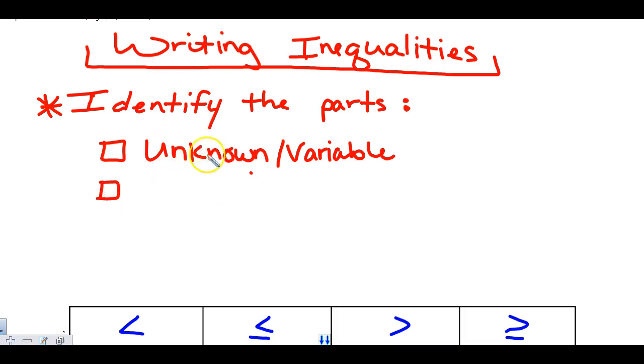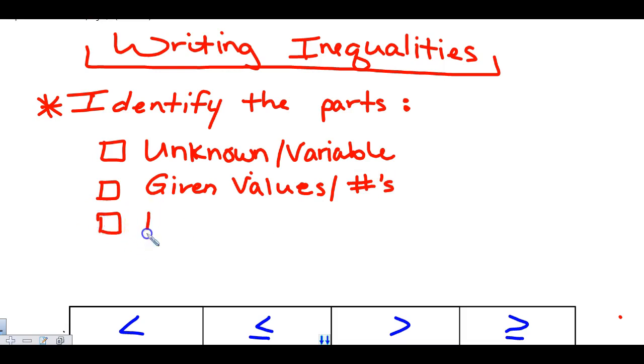Now, there can be an instance where we don't have a variable. For example, 5 is greater than 7, in which case I would just write 5 greater than 7. Okay, but the ones we're going to be focusing on right now are going to have an unknown or a variable with them. Next thing we need to identify is any given values. Okay, if I say 5, you need to write down that number 5 because it sounds like it's a pretty essential number to that statement.